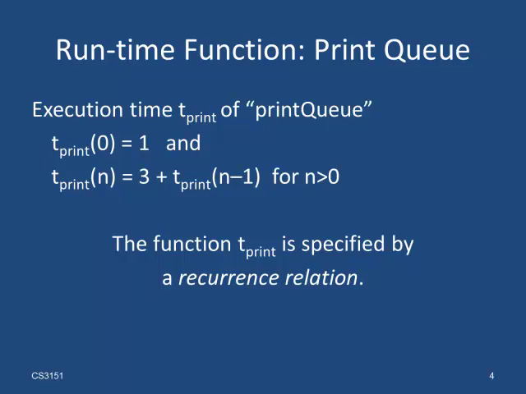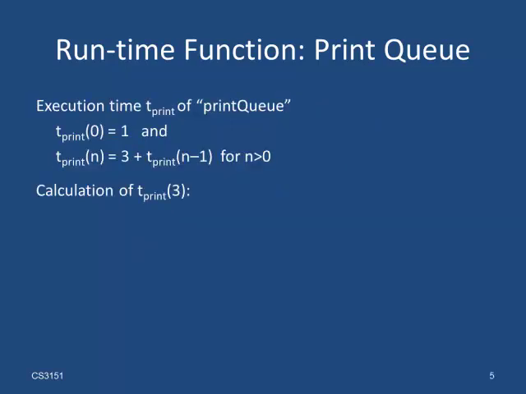Here's again the specification of the execution time function. This is actually a well-defined function. It is defined by a so-called recurrence relation. The word recurrence refers to the fact that tprint of n uses tprint itself to specify its value. Although this might seem odd, we can calculate all function values. For example, let's say you want to calculate tprint of 3. Then we first check the argument, which is 3. Since 3 is greater than 0, we have to apply the recurrence relation.